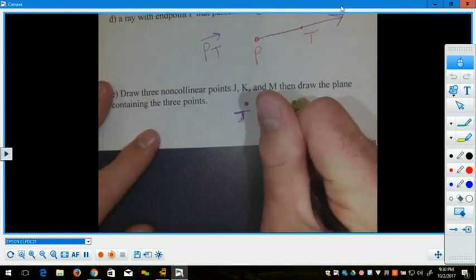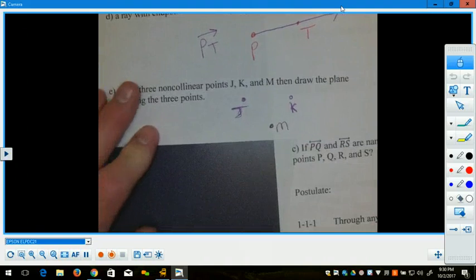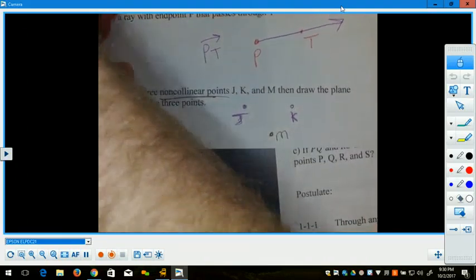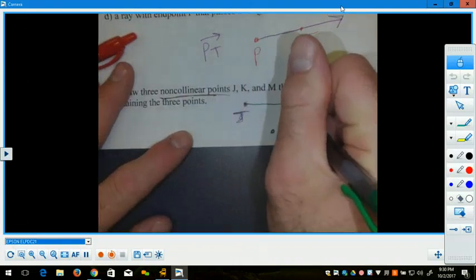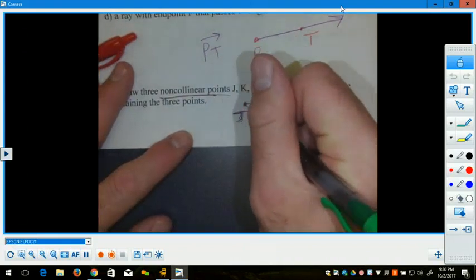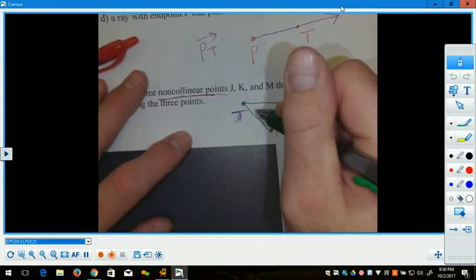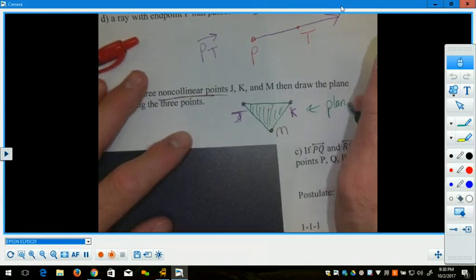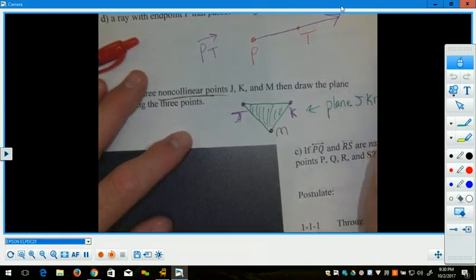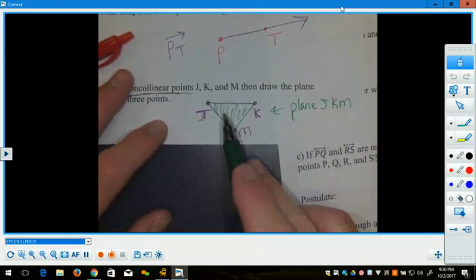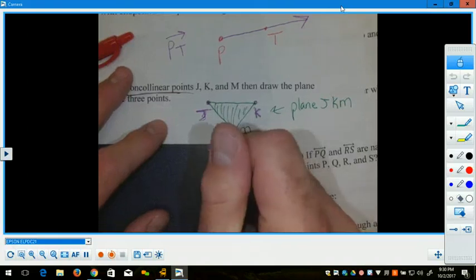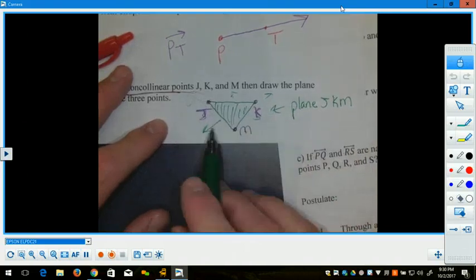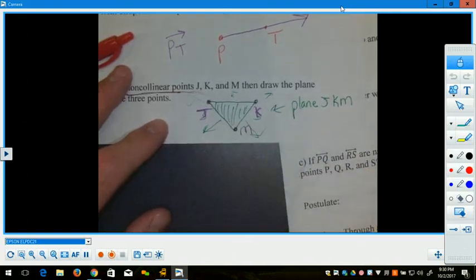But as long as I make sure that M is not on the same line as J and K, then I have three non-collinear points. And now, connecting them, I form a two-dimensional space, in this case a triangle. And since it has an area, we would call this plane JKM. And even though our triangle is bounded by those lines, this plane actually extends forever in all directions, beyond those lines.